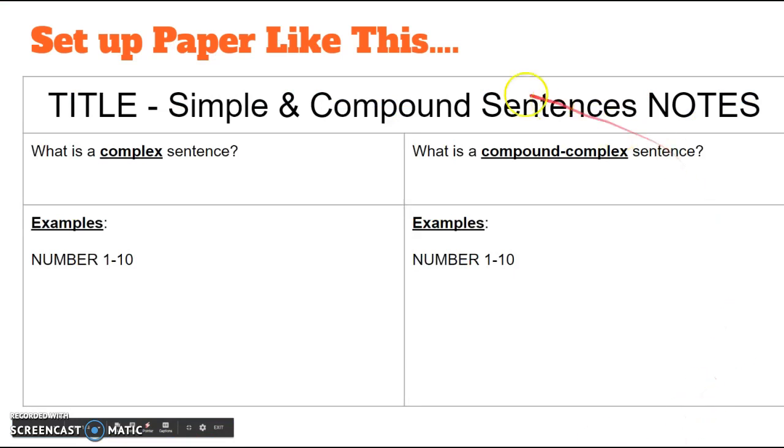So let's take a little break. Give me a definition. Explain in this box what is a compound complex sentence. What were the 2 formulas that you just learned? Then I want you to create 10 examples in your examples box of your own compound complex sentences.